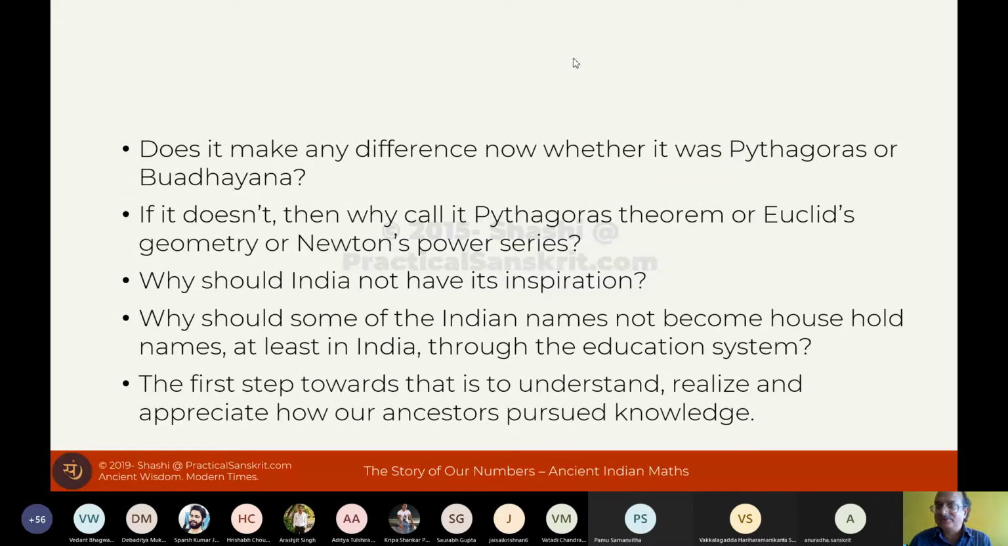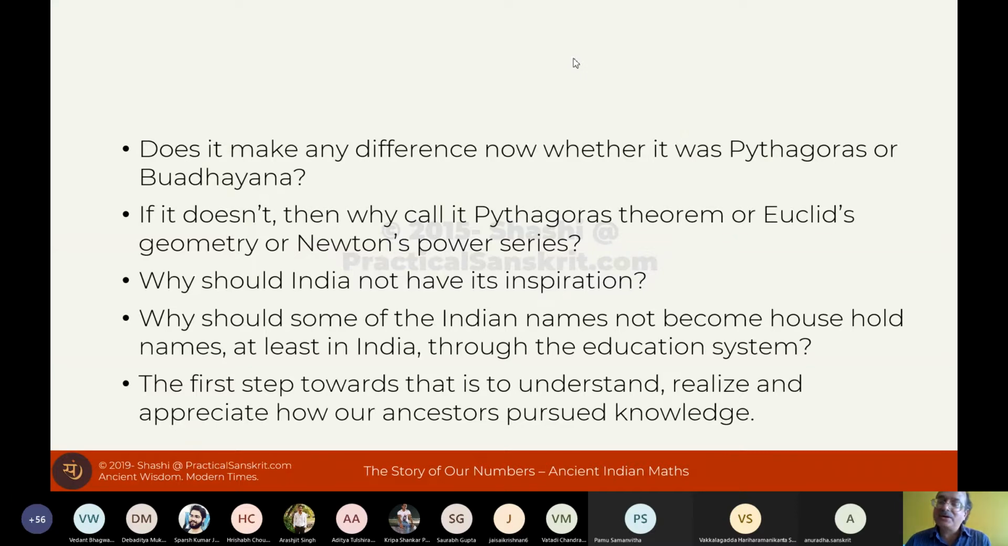It's not the greatest of things. It's so common knowledge. It's there everywhere. But if it doesn't make a difference, why call it Pythagoras theorem or Euclid's geometry or Newton's powers? Why have we given the names, right? So why should we not have an inspiration from our past, just as a matter of fact? We don't have to be proud and all. Chest thumping is not required, but we should at least get inspiration that we also were able to do.